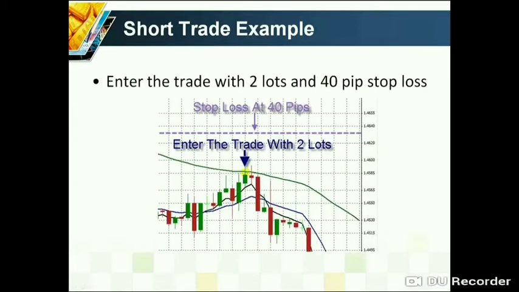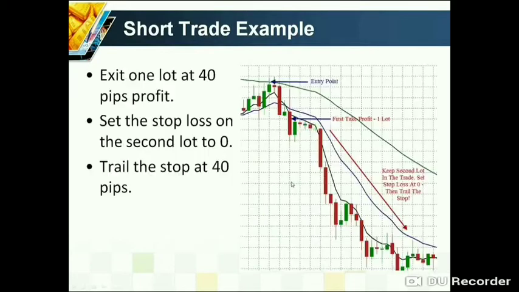We enter with 2 lots, and we set a stop loss at 40 pips back from our entry point. So in this case, we would enter short as soon as the green bar touched the green line right here, showing it on the chart. We enter short with 2 lots, and we set a stop loss 40 pips behind.